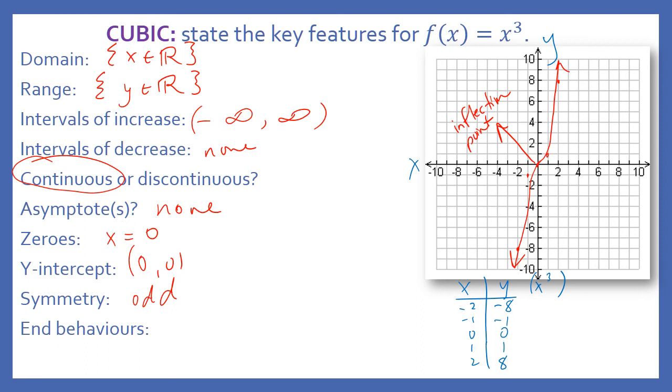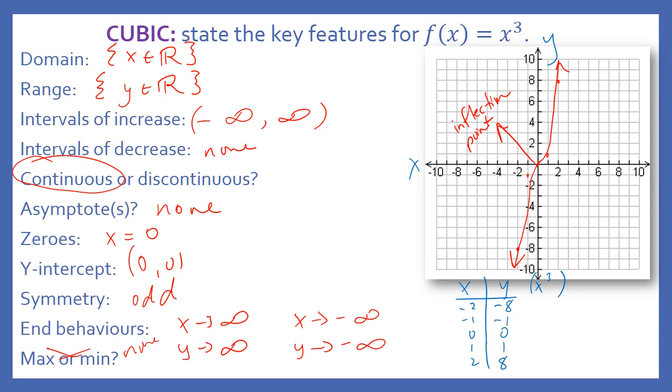End behaviors, as x goes to infinity, as I go to the right, my function goes on forever. As I go to the left, negative infinity, my function keeps getting lower and lower, therefore it goes to negative infinity as well. Max or min, don't care about, but none. Goes on forever and ever.